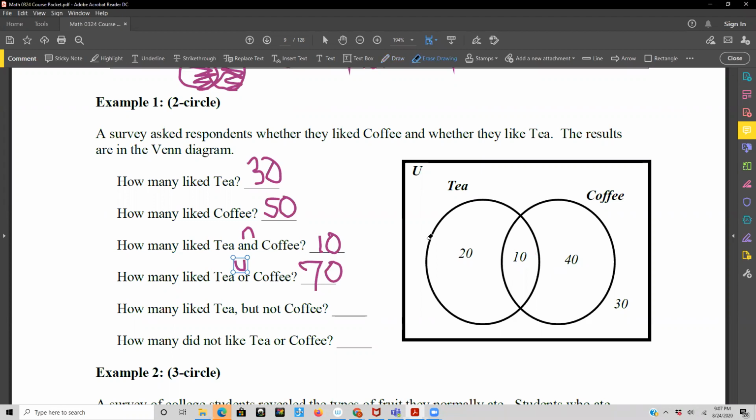How many like tea but not coffee? Now this is more specific, so we can only like tea. So the ones that only like tea and not coffee, well, that's 20 of them.